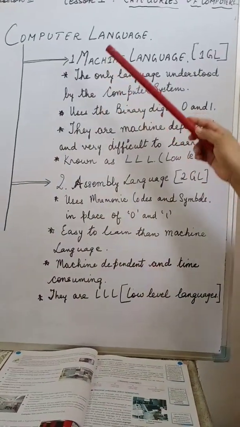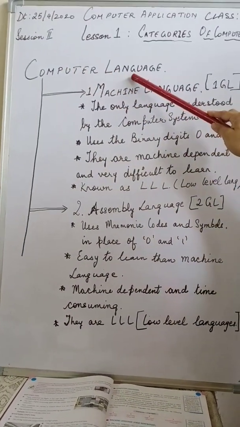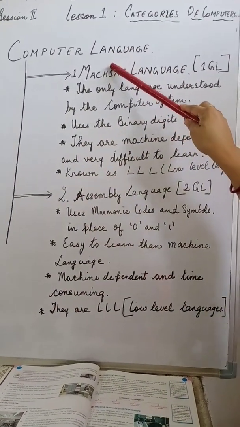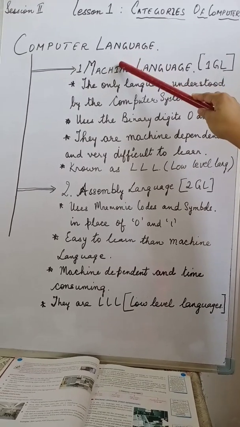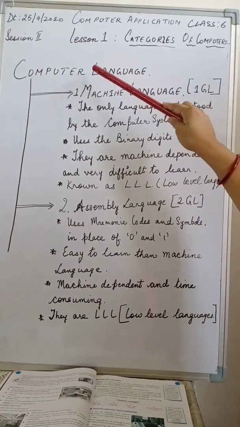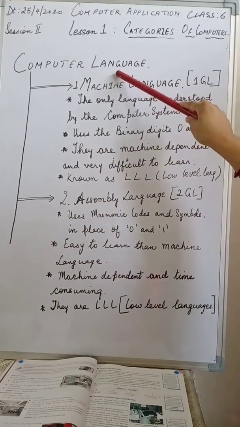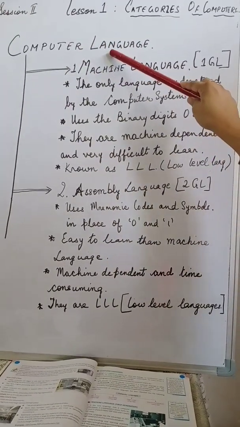The next topic we are going to discuss is computer language. Now what is a computer language? To communicate with a computer, we need a language which the system or the computer understands. That is called a computer language. Now computer languages are of four types.